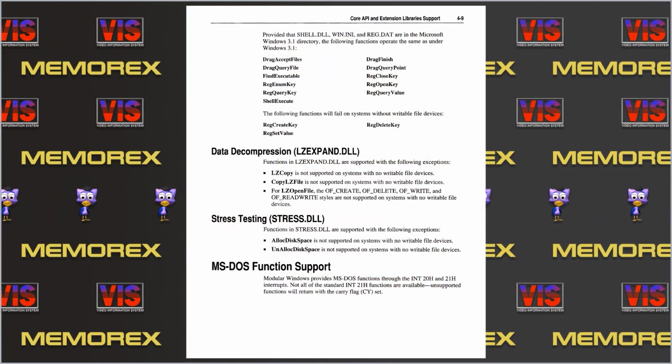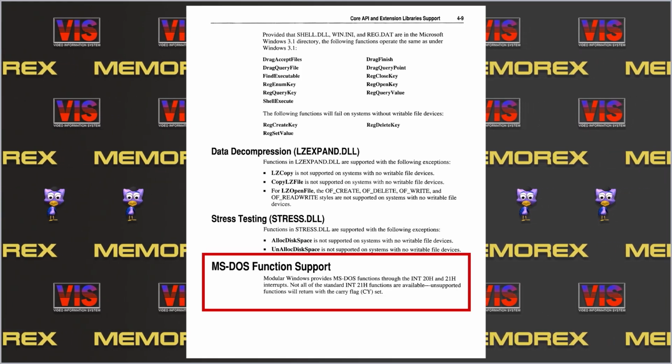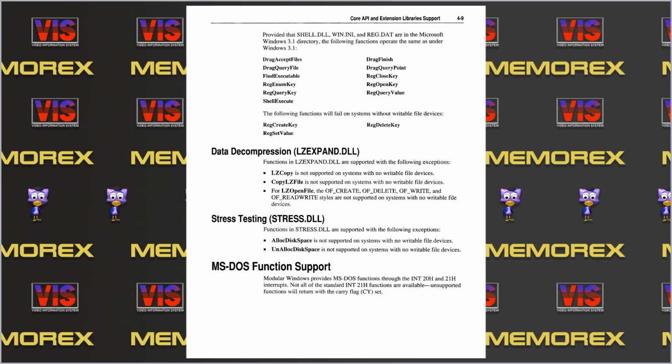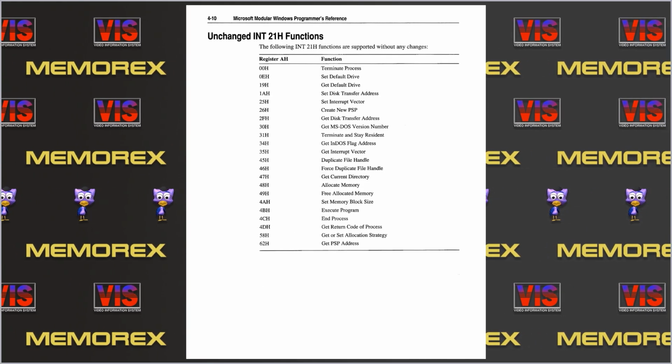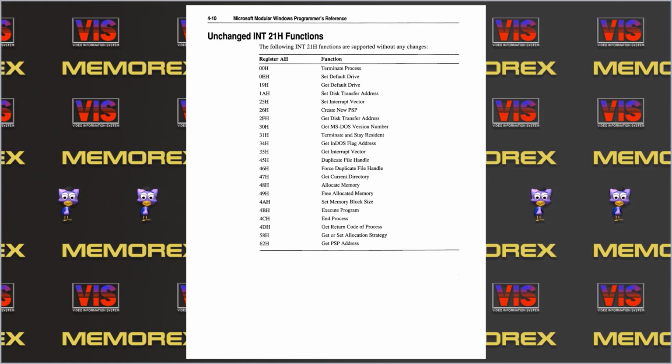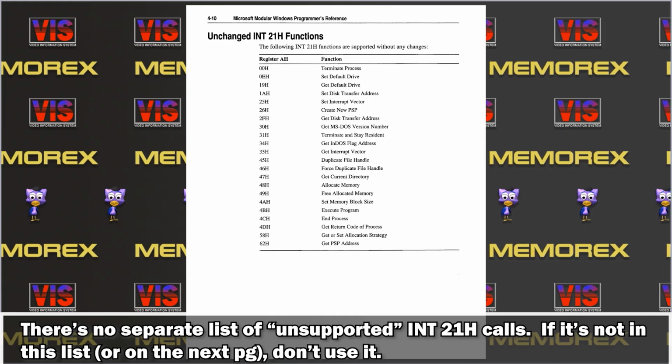And underpinning all this modified Windows 3.1 goodness is a very heavily modified copy of MS-DOS that supports a subset of standard DOS int21 calls. And let's take a look at that really quick. So for example, we have a bunch of calls here that are supported without change. Now one thing I'll note here is that they don't tell you which ones are explicitly not supported in the documentation. There's tooling for that. We'll cover that in a subsequent video.